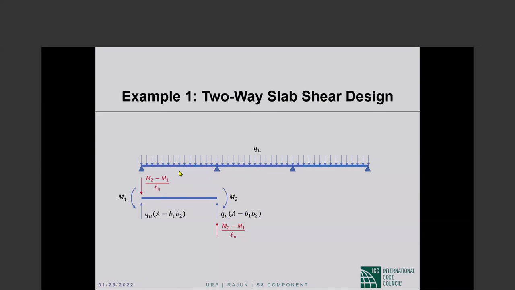Now the bending moment at this section is M sub 1, and the bending moment at that section is M sub 2. This is a negative bending moment. This is a continuous support. This is also a negative bending moment because the slab is continuous over the support. That moment is definitely larger than that moment. So the two moments together will cause a shear M sub 2 minus M sub 1 that is directed this way at this support and directed the other way at the other support.